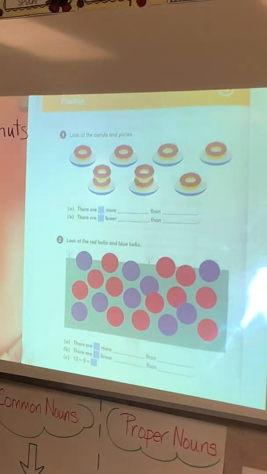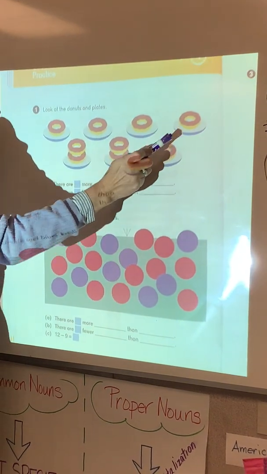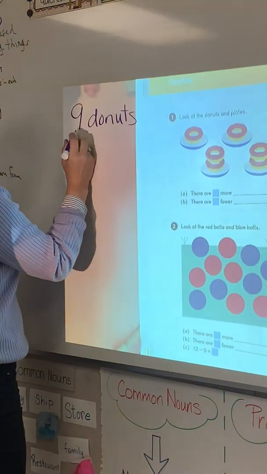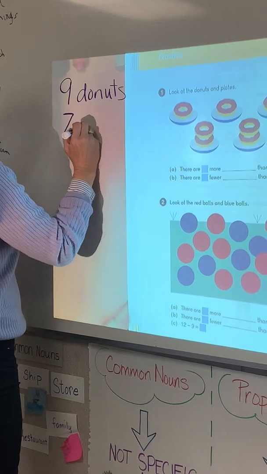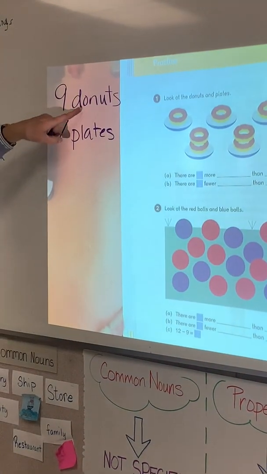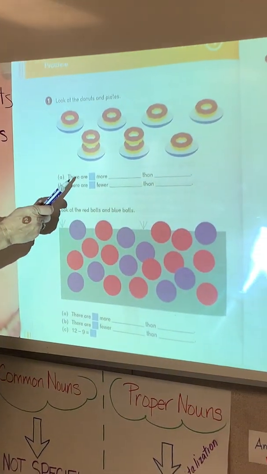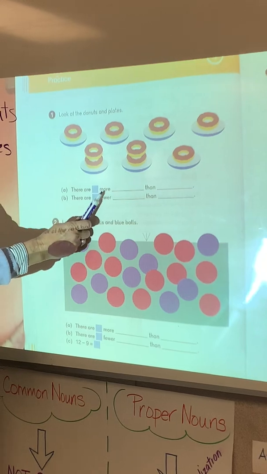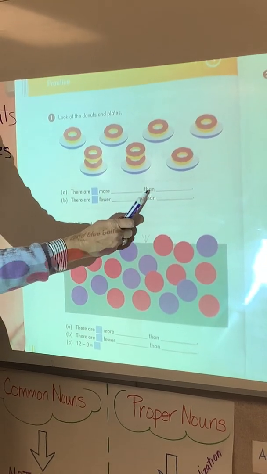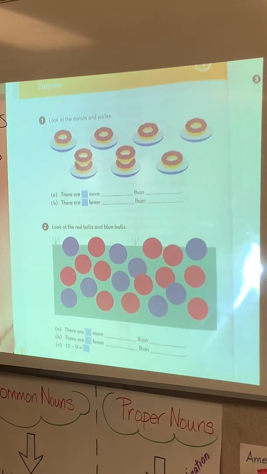Now let's look at how many plates we have. 1, 2, 3, 4, 5, 6, 7. 7 plates. All right, there are our categories. We have donuts and we have plates. Now here's the first question. There are blank more blank than blank. A lot of blanks there, okay? Put our thinking cap on.